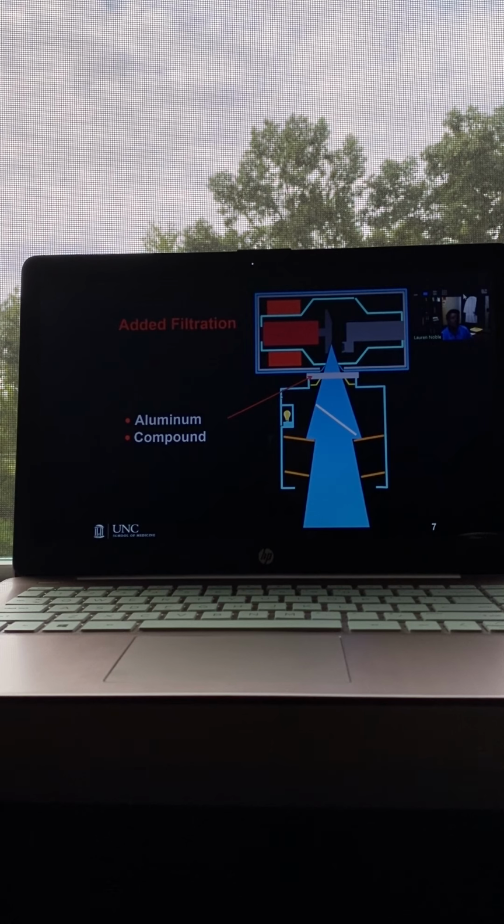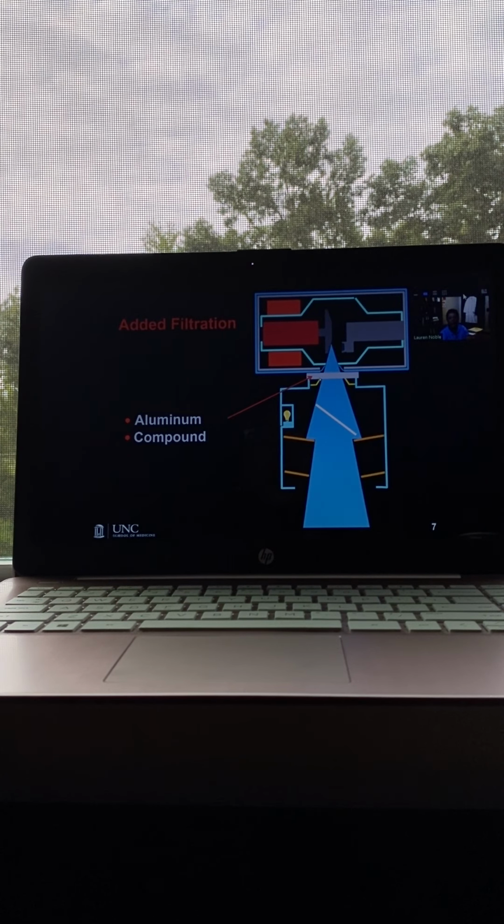Okay. So where's that added filtration? It's right here, right in the middle of the primary beam. The added filtration is a sheet of aluminum that is inserted in between the protective housing and the collimator. So it's not something that you can see. When you look at the X-ray tube, you're not going to be able to see this sheet of aluminum, okay? Because it's sandwiched in between the collimator and the X-ray tube.